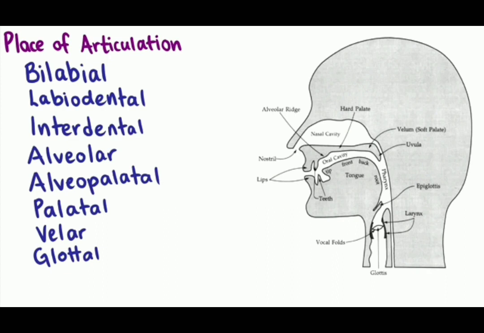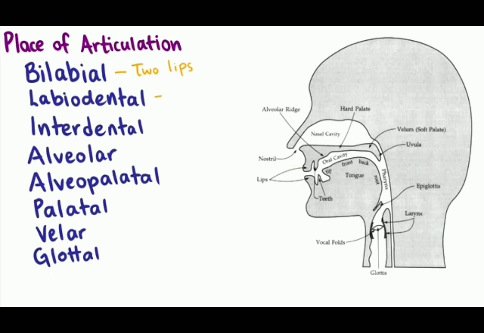The first term is bilabial. Now I really want to break up the word into what they mean to have a better intuitive understanding. So bilabial literally just means two lips. So the sounds P and B are made with your two lips.